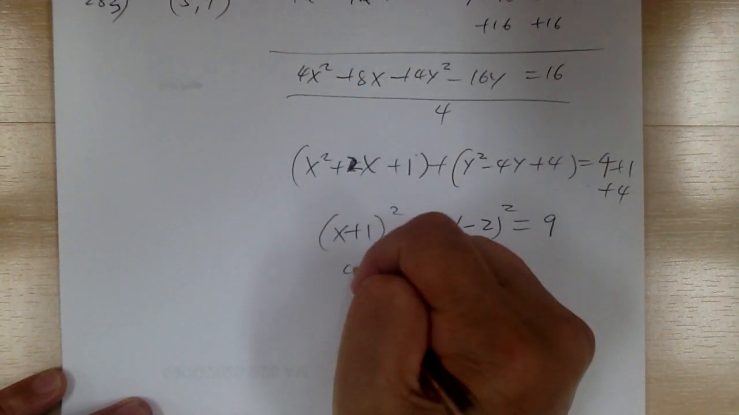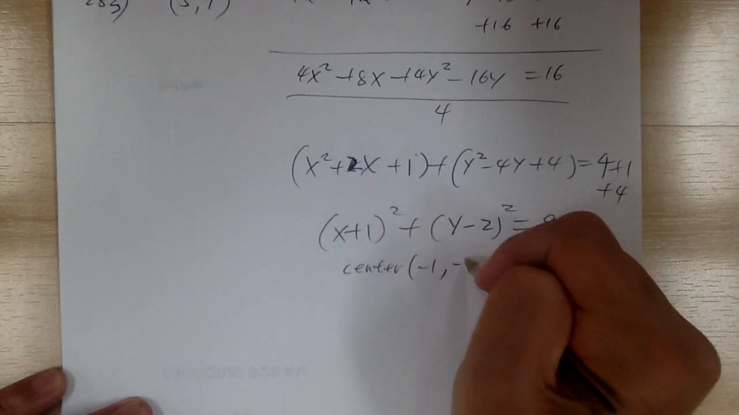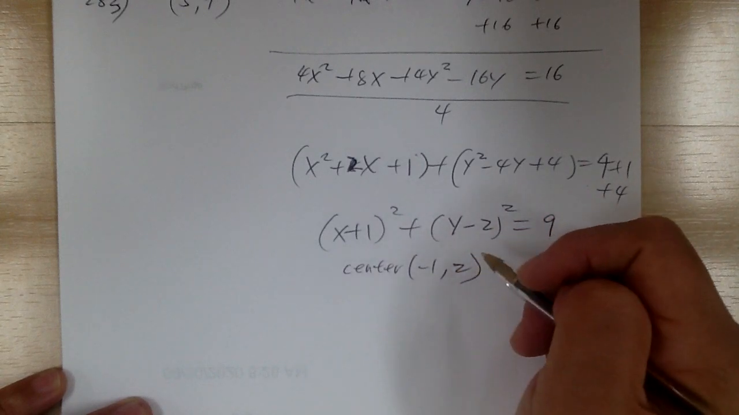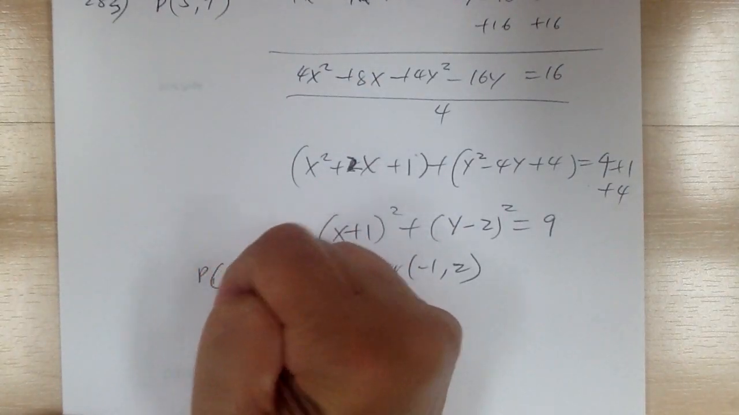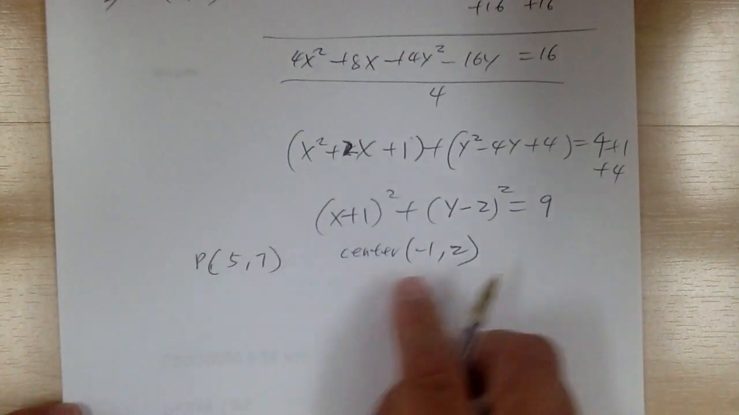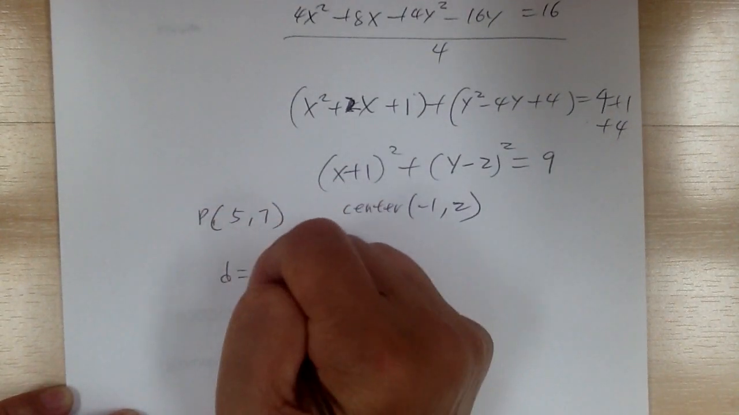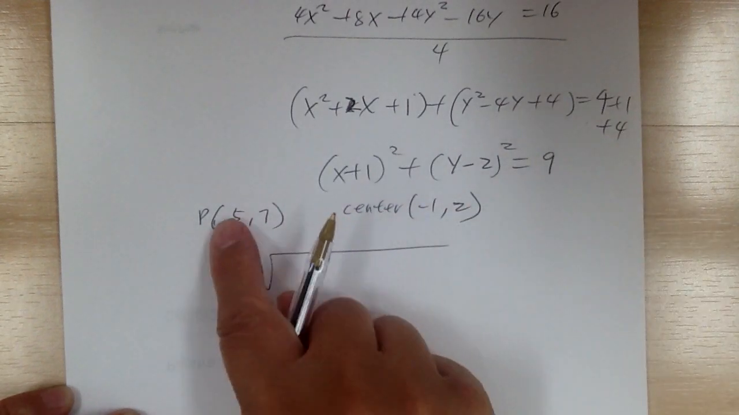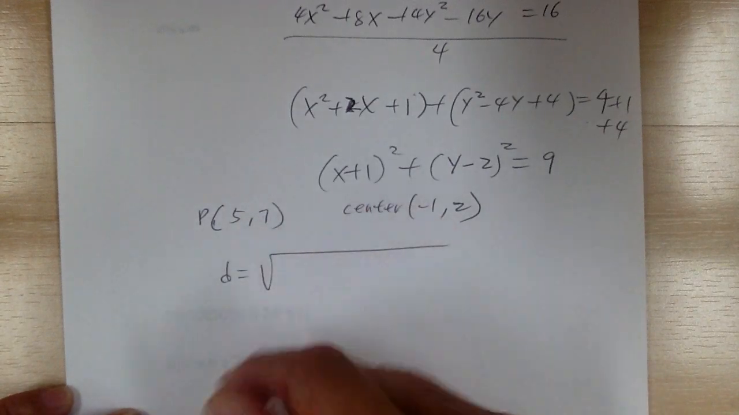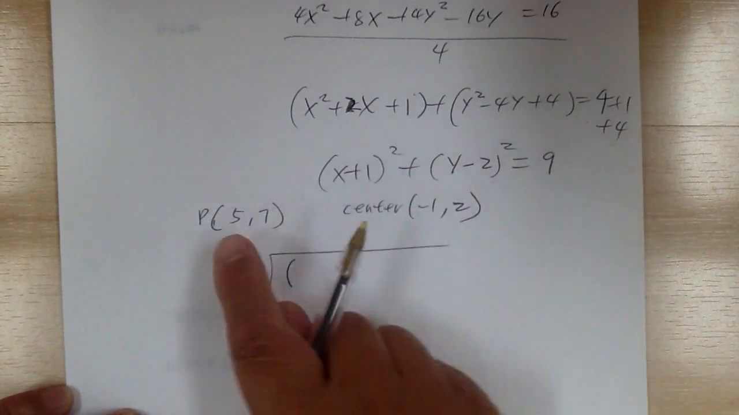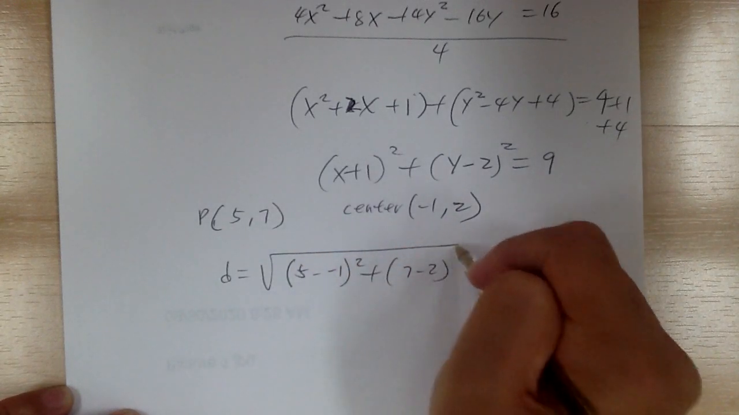Okay, so the center is going to be at (-1, 2). And the point that you have is at (5, 7). So to find the distance between them, we just apply the distance formula. I'm going to use this minus this point. It doesn't matter which is point 1 and which is point 2. So use this minus, you kind of avoid a lot of negatives. So you're going to get (5 minus -1) squared, and you got (7 minus 2) squared.